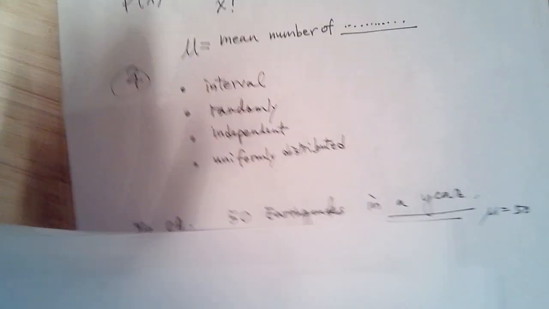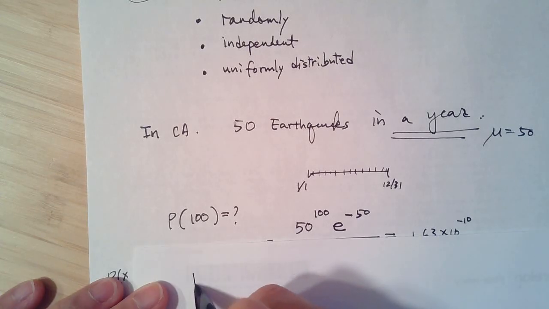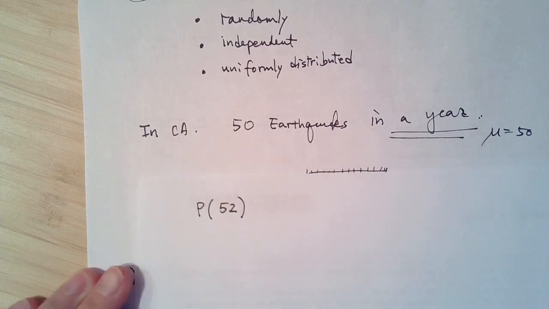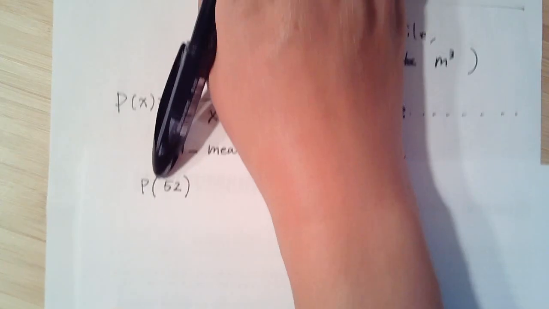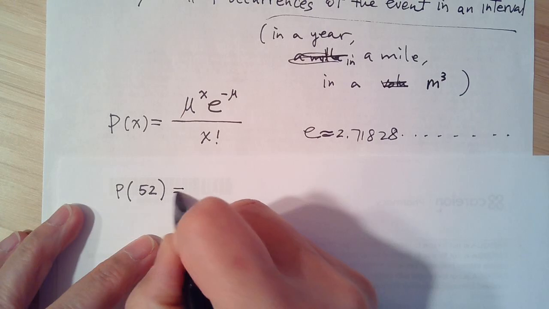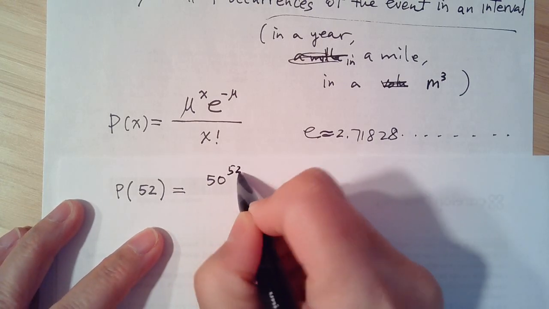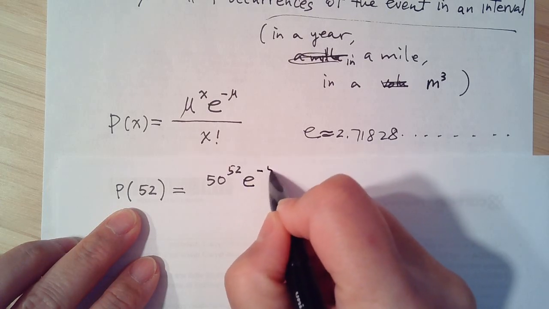What is the probability that we get exactly 52 when the mean is 50? Let me bring this down and put everything on the same screen. So mu is 50, the power is 52, that's x, and here's e to negative 50, and here's 52 factorial.